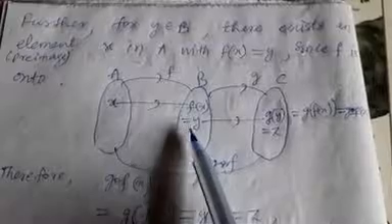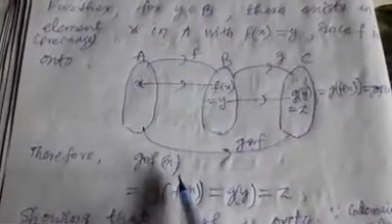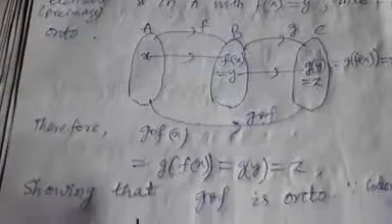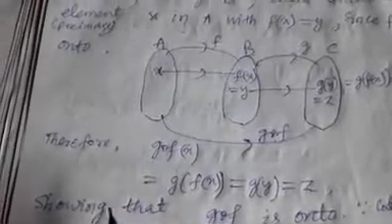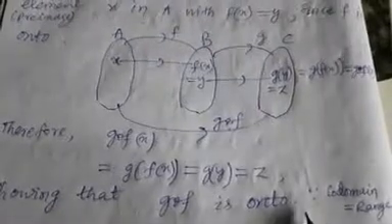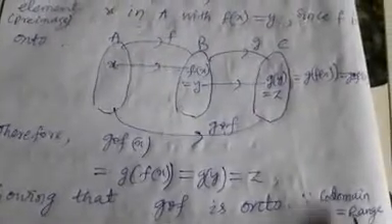Now here, given y, its pre-image is x, and the image of x is y. So that now g∘f of x is equal to g of f of x is equal to g of y, which is equal to z. That shows g∘f is onto, since codomain is equal to range, meaning z has a pre-image x.